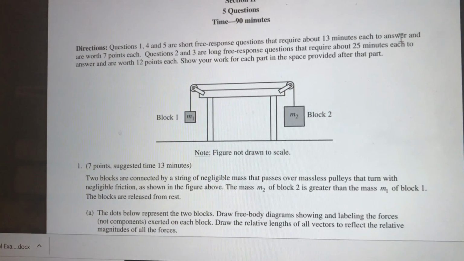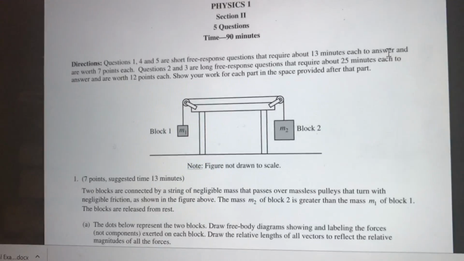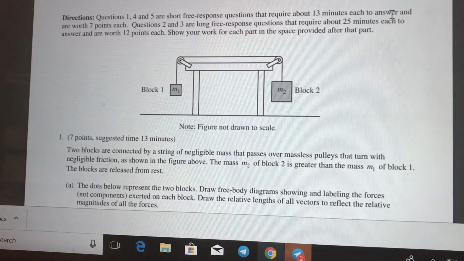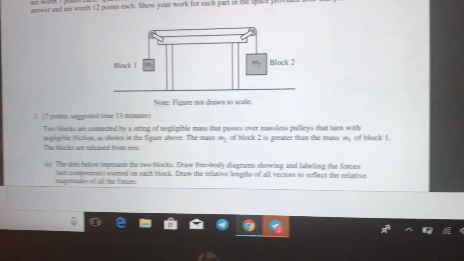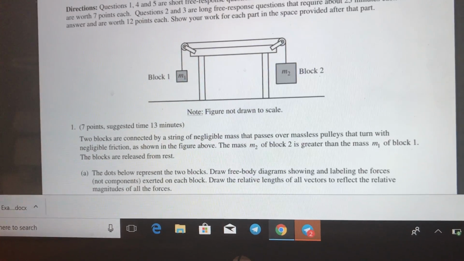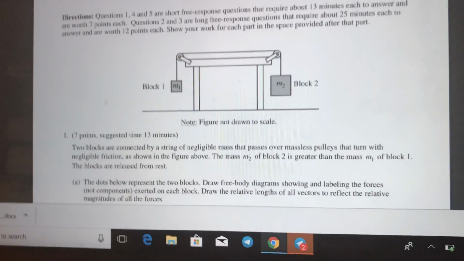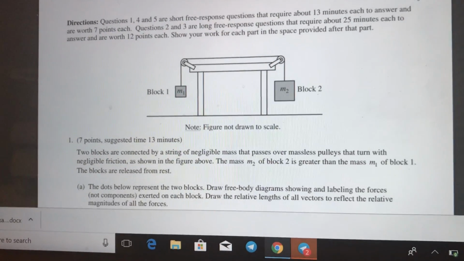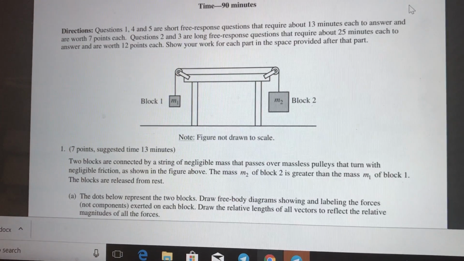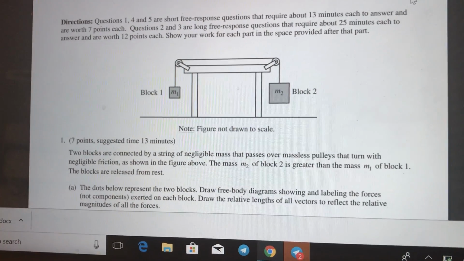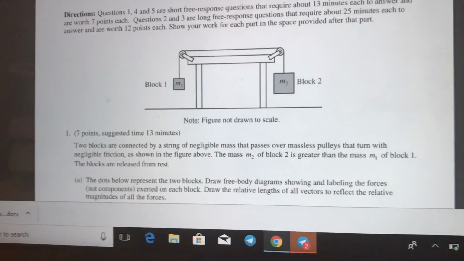This is an Atwood machine free response problem. Let's read the problem. Two blocks are connected by a string of negligible mass that passes over massless pulleys that turn with negligible friction, as shown in the figure above. The mass M2 of block 2 is greater than mass M1 of block 1. The blocks are released from rest.